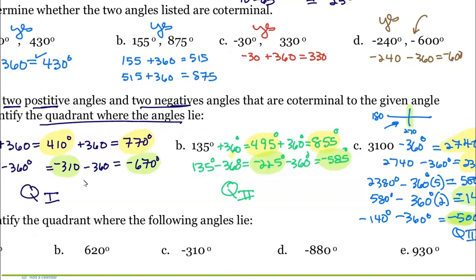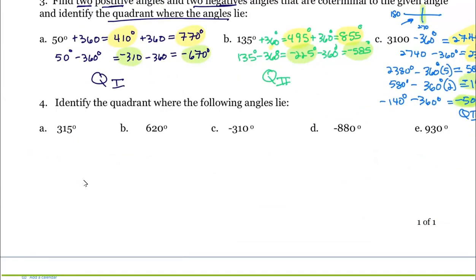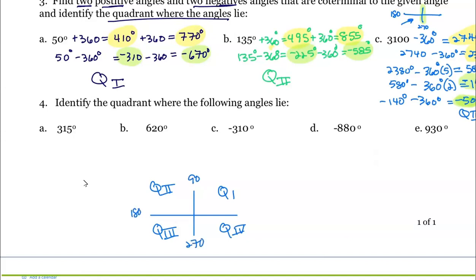Okay, so notice that for C, I had to do a lot of work, and that's okay. There's nothing wrong with work. Okay, here we go. Now we're going to identify quadrants. Now remember, this is your grid, Q1, Q2, Q3, Q4. Okay, this is 90, 180, 270, 360. Okay, 315, without doing any work, is in quadrant 4.